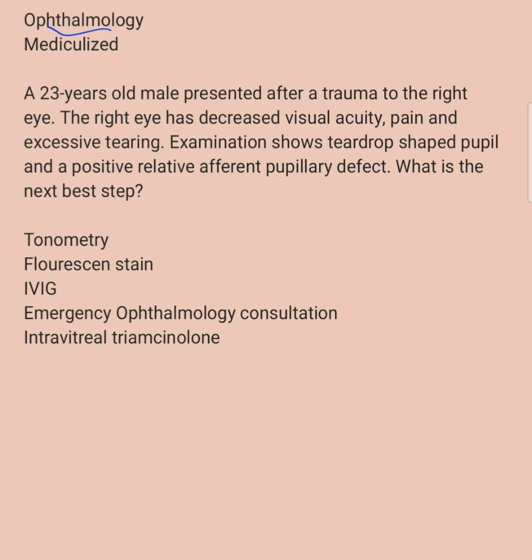So here we have a 23-year-old male presented with a trauma to the right eye. The right eye has decreased visual acuity, pain and excessive tearing. Examination shows a teardrop-shaped pupil, this is a really big clue, and a positive relative afferent pupillary defect, RAPD. So what is the next best step?